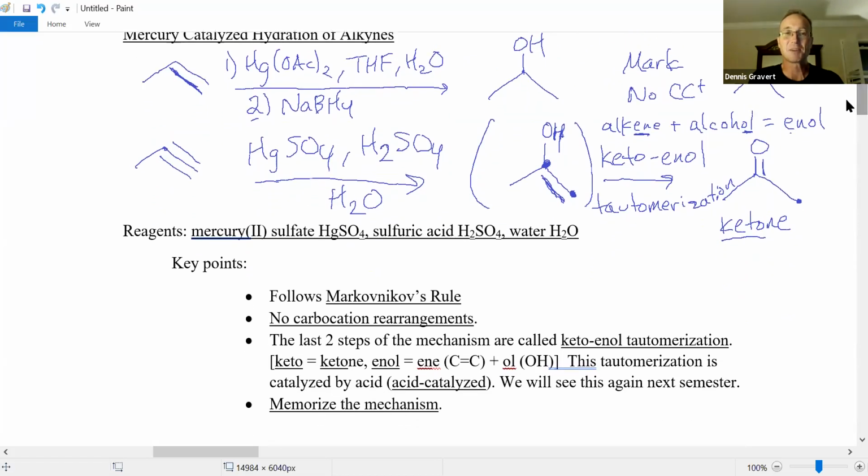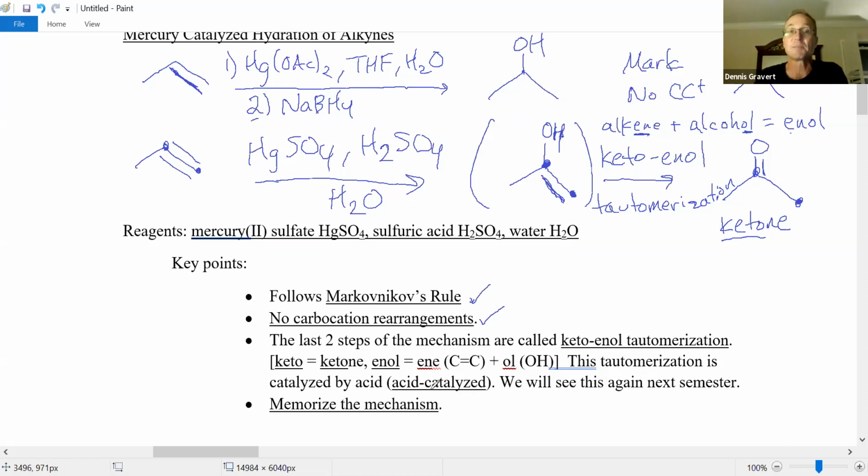What else do we have to remember? Let's just review the notes here. Yep, we said Markovnikov's rule is followed. The carbon with more hydrogens gets the hydrogens. The other carbon has fewer hydrogens. Yeah, that one got the oxygen through a double bond. And yay, no rearrangements. The last two steps of the mechanism, which we're going to see in a second, is the keto-enol tautomerization. There's where it comes from.